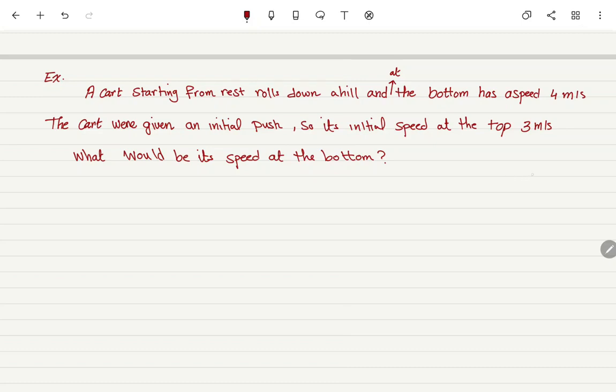Now let's sketch the situation. So we have here a ramp or a hill, and here we have this cart. At the first stage it starts from rest. It means v initial equals 0, so we only have h here. At the bottom the speed is equal to 4 meters per second. Now we will use this information to find the height of this ramp or this hill.